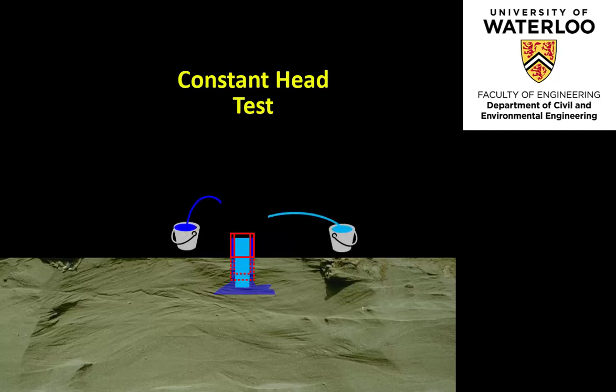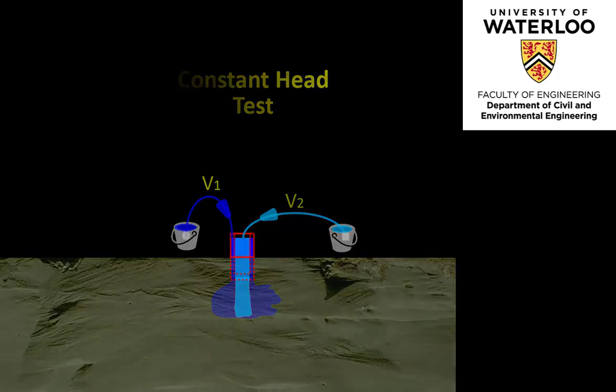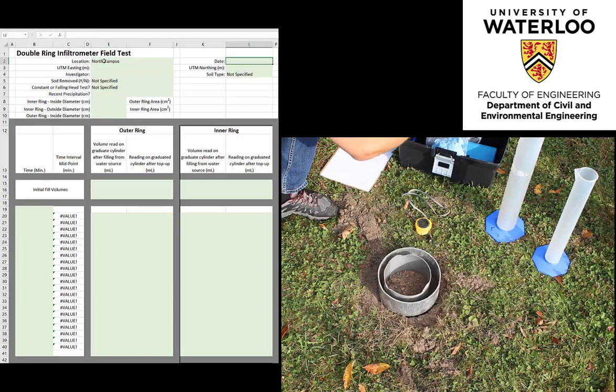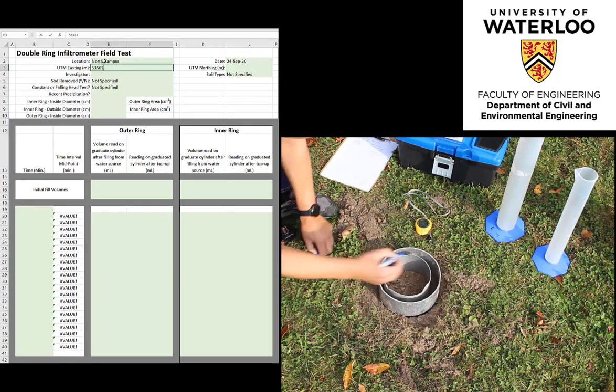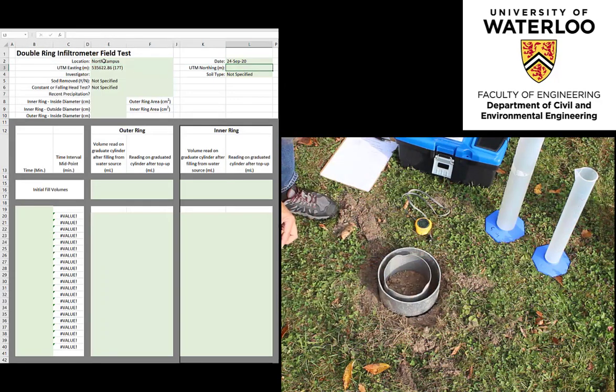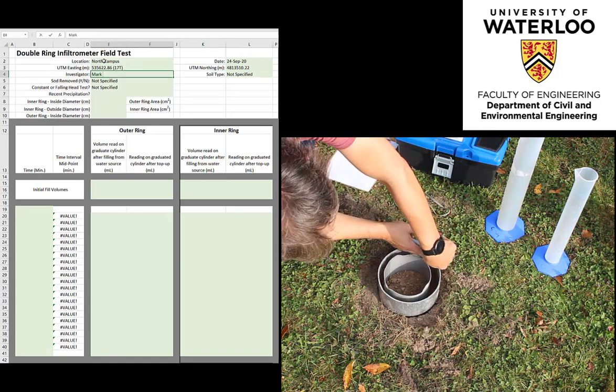Then, volumes of water are dispensed into the two separate areas, between the rings, represented as V1, and within the inner ring, represented as V2, at discrete time intervals to determine the infiltration rate. All of the pertinent background information is included in the field form for specific site tests. Fill lines are marked with the Sharpie for the constant head elevation to be used in the experiment.